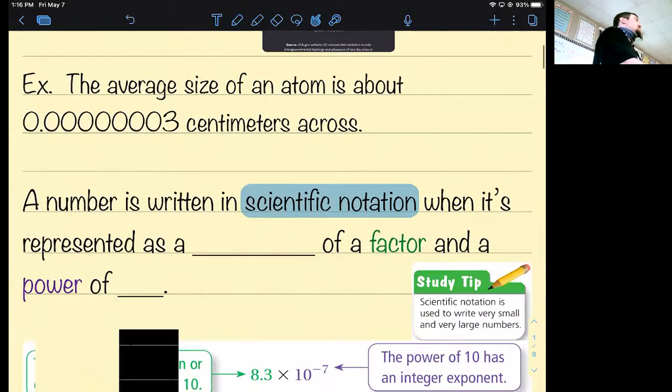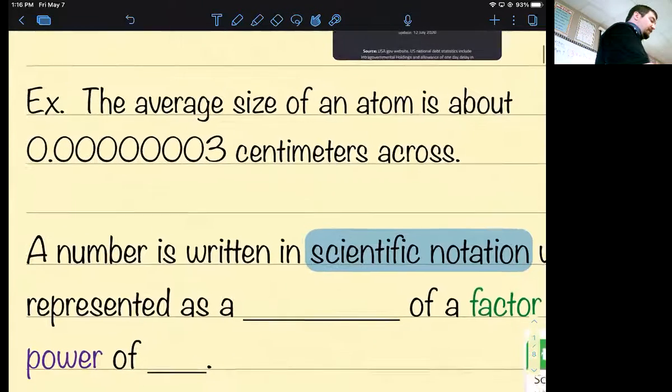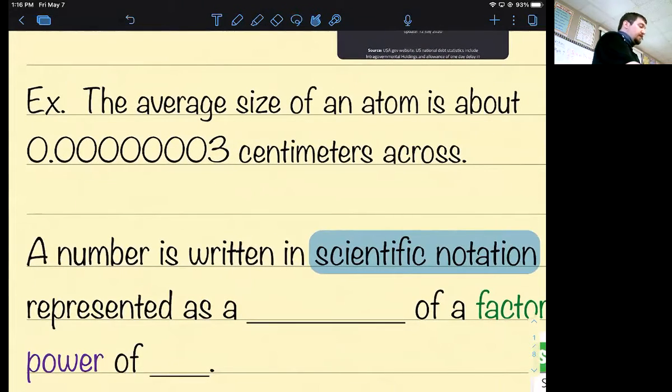Now, some numbers are not very big. They're very, very small and equally hard to write. So for example, the average size of an atom is about 0.00000003 centimeters across. Now, if it was 0.3 centimeters across, that'd be 3 millimeters. And that's something we can wrap our brain around. This is 0.00000003 of a centimeter. So it's not visible unless you're using a microscope. Sorry, not a telescope, a microscope, right? A telescope is what you would use to see things that are far away. A microscope is something you would use to see up close and see much bigger.